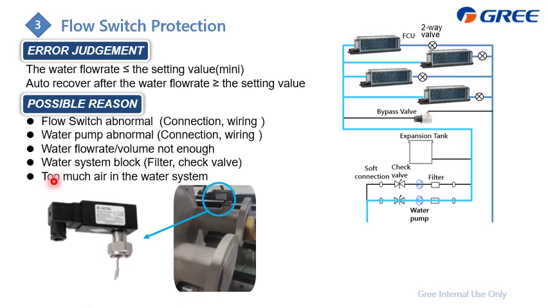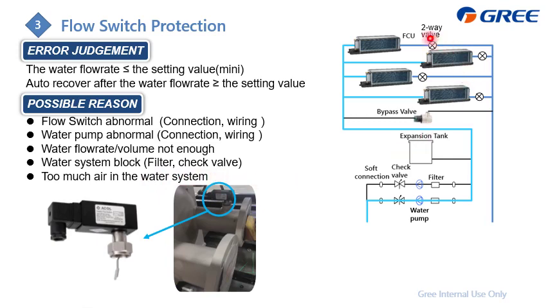Or maybe there is too much air inside the water system. At that time, you need to check the water pressure gauge. If you find that the pointer fluctuates a lot, that means there is too much air inside the system.